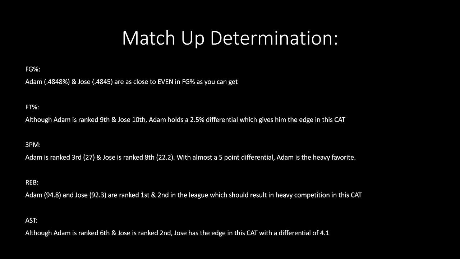Now, in free throw percentage, though, they're both the worst. The 2 worst teams, ranked 9th and 10th. But even though they're ranked 9th and 10th, Adam actually holds a significant edge at 2.5% in this category. So he has the edge.